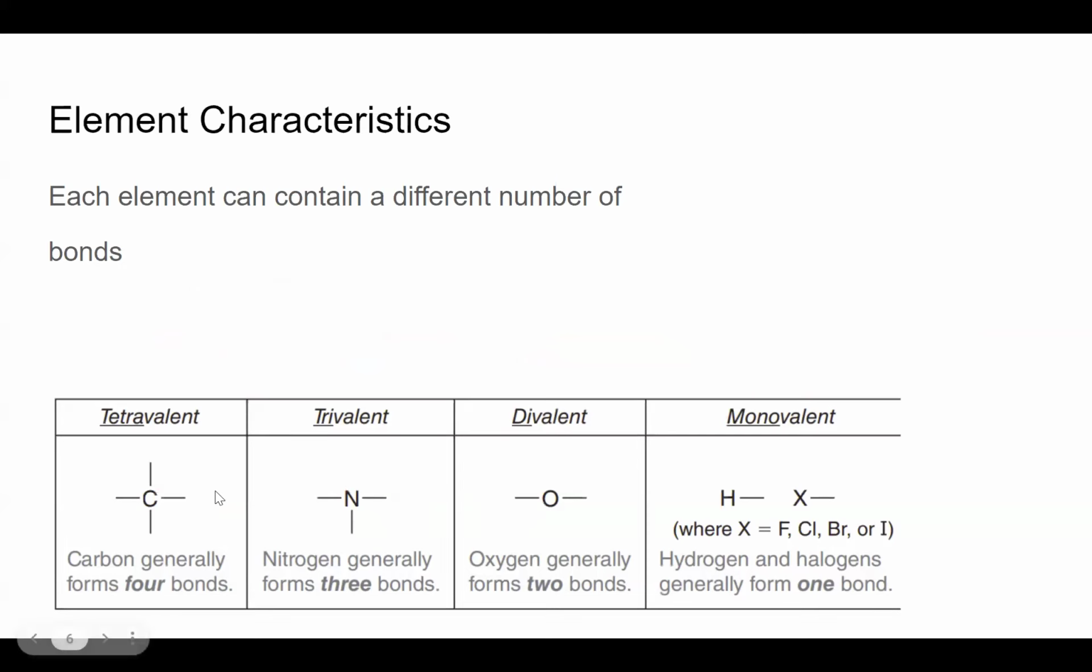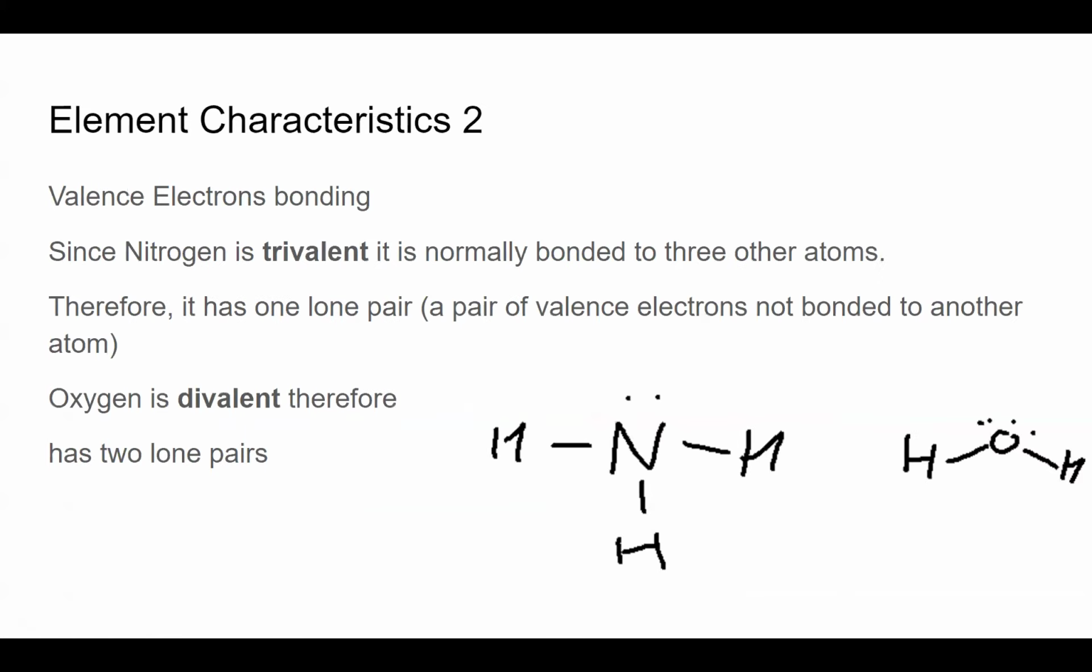Carbon, which is normally bonded to 4 different compounds, is known as tetravalent. Nitrogen, which is trivalent, and oxygen, which is divalent. For halogens and hydrogen, they're monovalent, so they're only bonded to one thing at a time. Brushing up on valence electrons. Since nitrogen is trivalent, which is bonded to 3 different atoms, it has one lone pair to make up this full octet that you see.